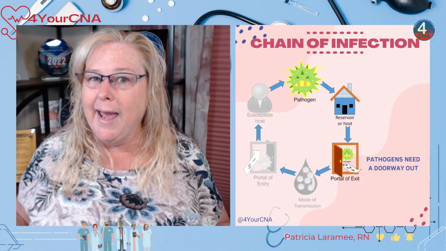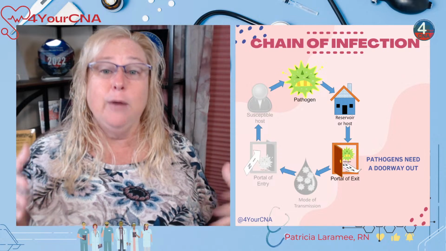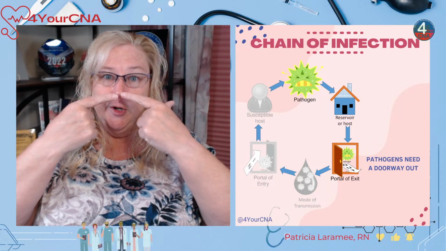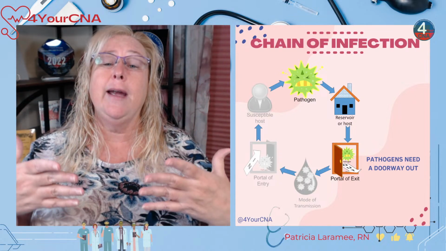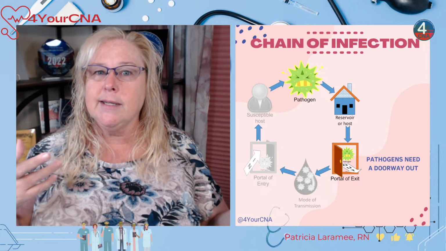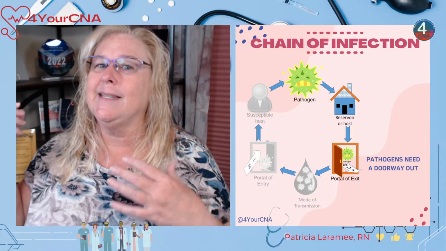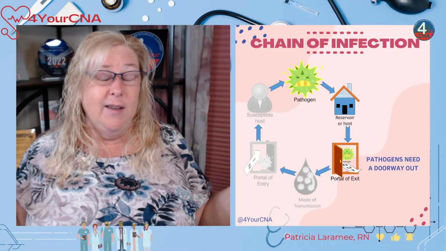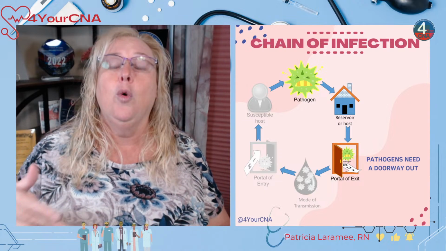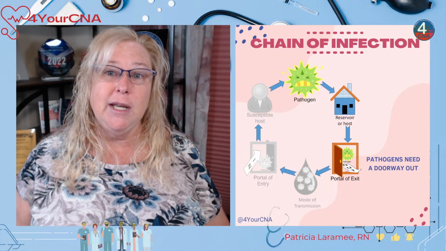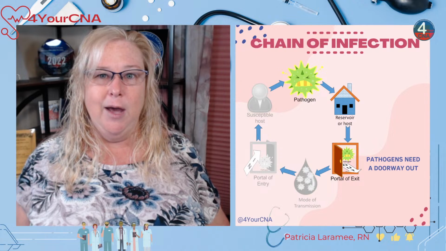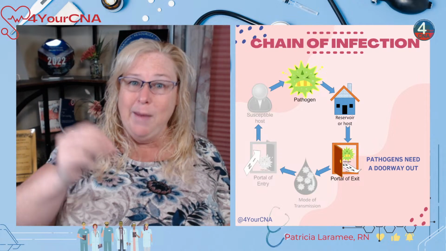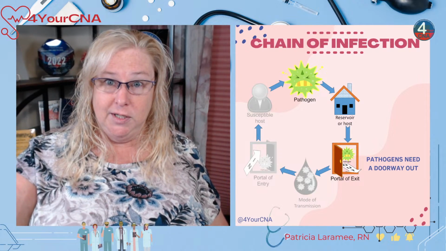Now, what is a doorway out? Well, any wet body opening. Remember I said that pathogens need moisture, right? So wet body openings, your eyes, your nose, your mouth, your rectal area, your genital area, cuts, rashes, sores, and incisions. Those are all doorways out. So if the patient has an incision, the pathogen can get out. If the patient is urinating, the pathogen might be able to get out. If the patient is coughing, that pathogen can get out. So any wet body opening is a doorway out, right?